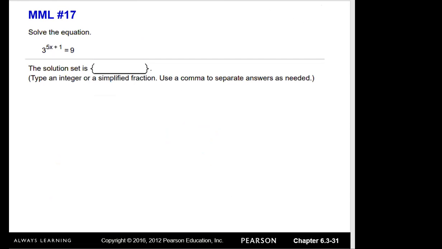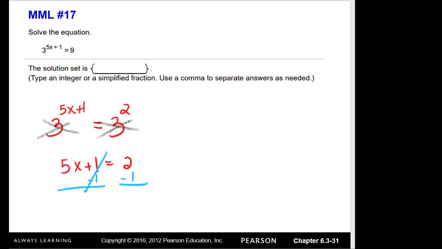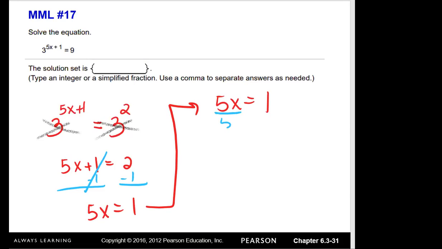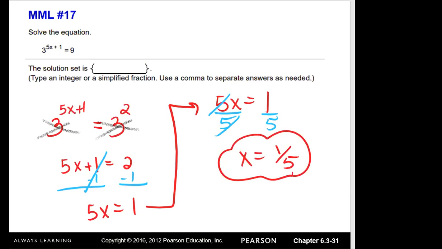On this one, same deal. I've got a 3 raised to the 5x plus 1. It's set equal to a 9. I have to change 9 to base 3, and I can do it. That is a 3 squared. And then at this point, since you have a 3 to the 5x plus 1 and it equals a 3 to the 2, you literally can just drop the 3s and take the exponents and set them equal to each other and then just solve for x. I would subtract 1 first, so that cancels. I get 5x is equal to 1, and then I'm gonna divide both sides by 5 so that those cancel, and I've got x is equal to 1/5. Ta-da! And that's what I'll put right here, just the 1/5, not the x equals 2, just wants the solution set, just the number.